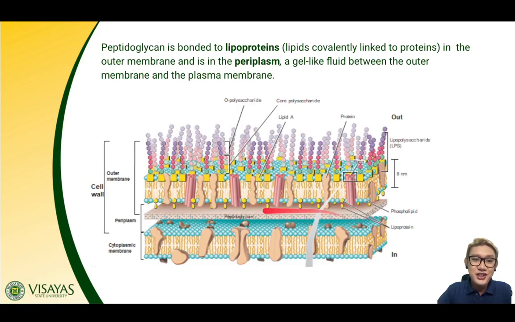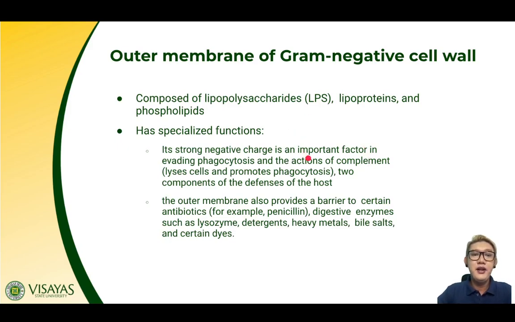The periplasm is the gel-like fluid between the outer membrane and the inner membrane or the plasma membrane. So this gel-like fluid here, where the peptidoglycan layer is embedded, is the periplasm. But what connects the peptidoglycan to the outer membrane are molecules called lipoprotein. And you have here the lipopolysaccharide component. Now, the outer membrane of the gram-negative cell wall, as we have said, is composed of lipopolysaccharides, lipoproteins, and phospholipids. And this outer membrane has specialized functions.